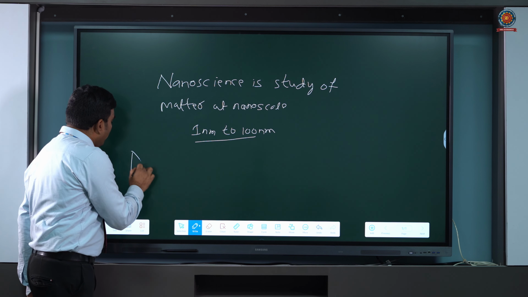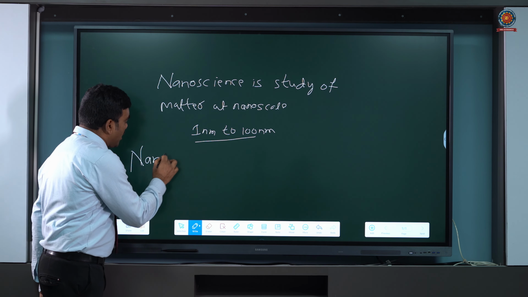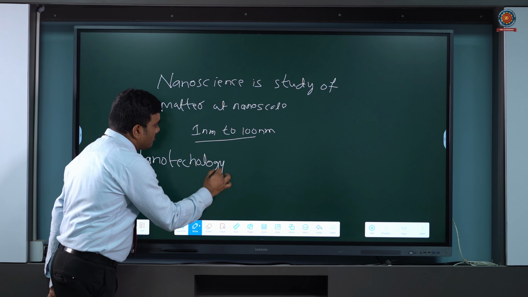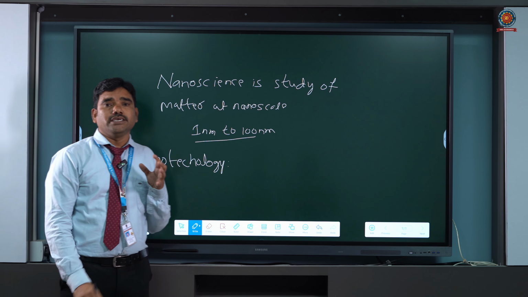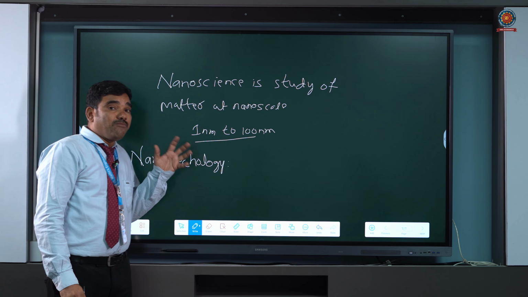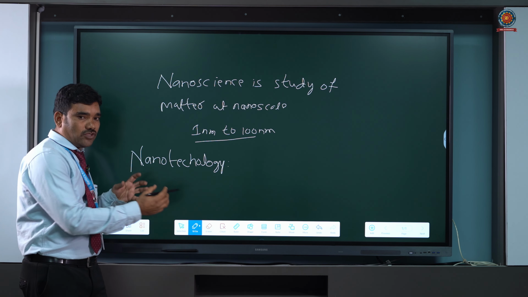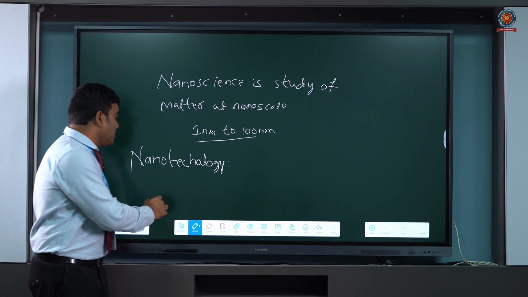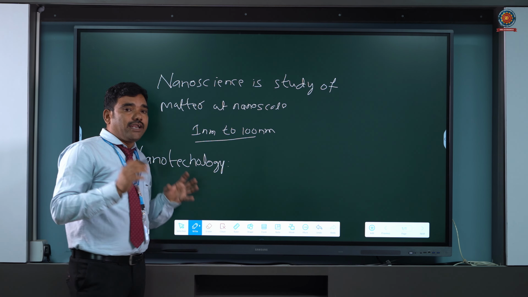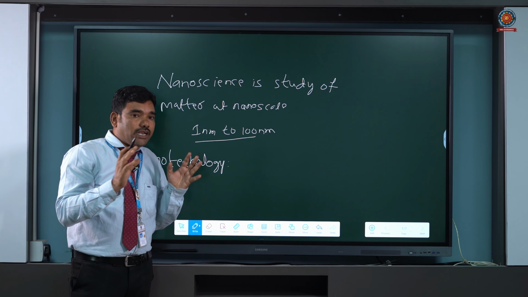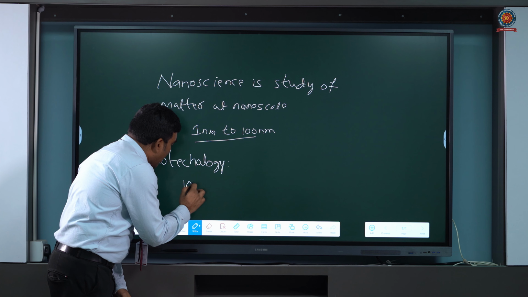What is nanotechnology? Nanotechnology is the manipulation of matter, and its design and application at the nanoscale range. For these devices or materials, the size in at least one dimension is below 100 nanometers.